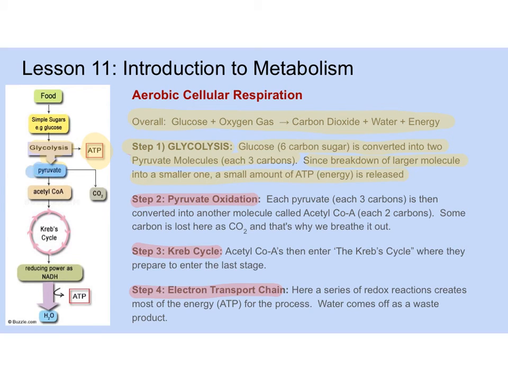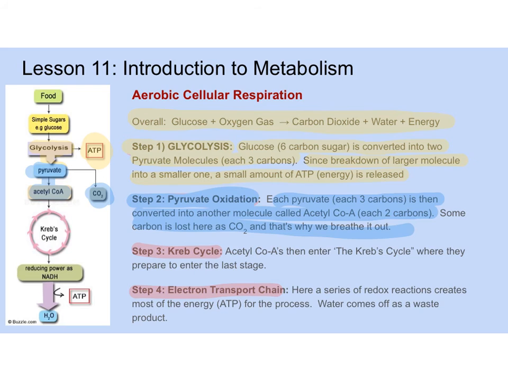Now, after we have pyruvate, if you look at my diagram on the side, now we're at pyruvate. The next step is to convert pyruvate into another molecule called acetyl-CoA. We call that step pyruvate oxidation. Each pyruvate, which is 3 carbons, is converted into a smaller molecule, even simpler than pyruvate, called acetyl-CoA, and it's only 2 carbons. Since we went from a 3-carbon molecule to a 2-carbon molecule, where did that carbon go? Well, it went off as CO2, and we breathe that out. So we've now gone from glucose to pyruvate to acetyl-CoA.